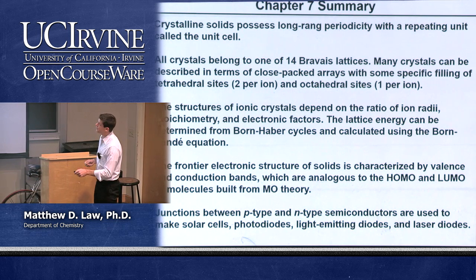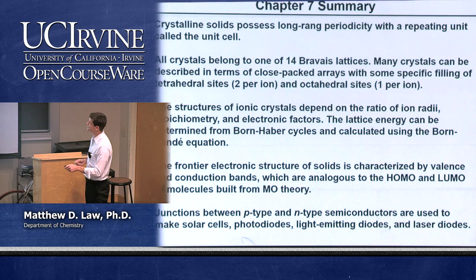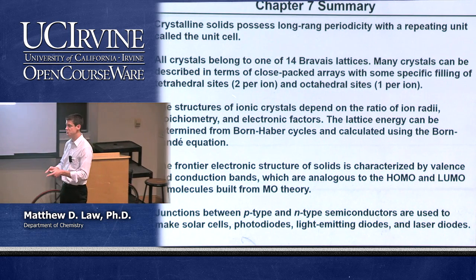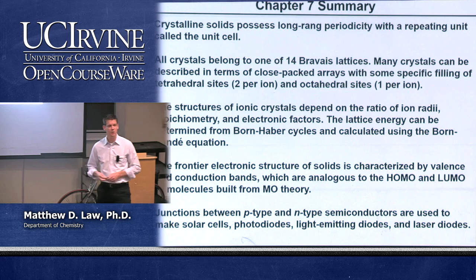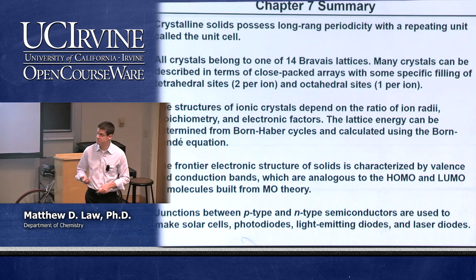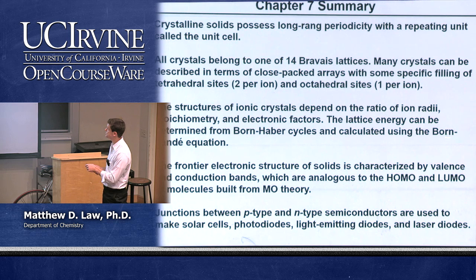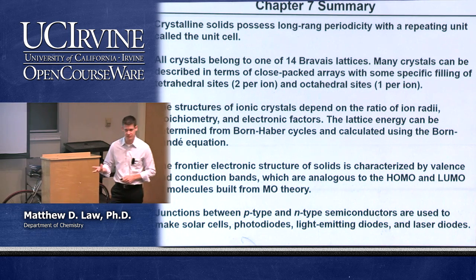The structure of ionic crystals, which is what we focused on for part of the lectures, depends on the radius ratios, right? The stoichiometry, whether we have 1 to 1, 1 to 2, 1 to 3, and electronic factors that we didn't really describe a whole lot. We can understand the lattice energy based on Born-Haber cycles, right? Those are thermodynamic cycles, thermochemical cycles. And we have an equation called the Born-Lande equation that we can use to estimate lattice energies.